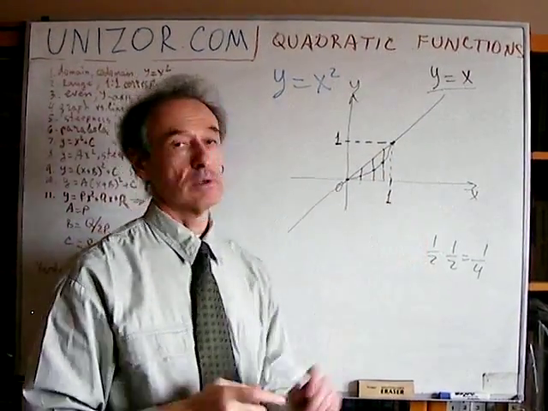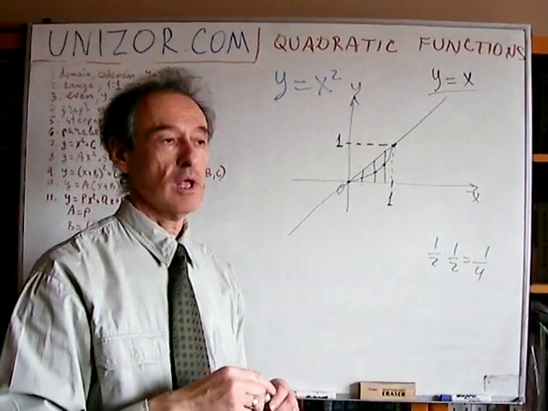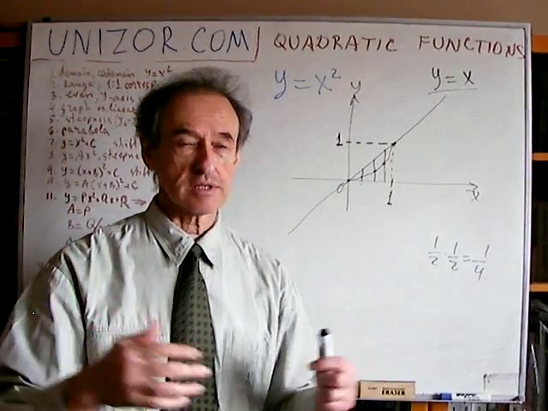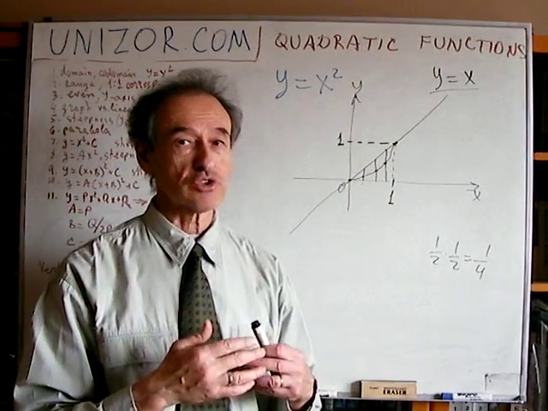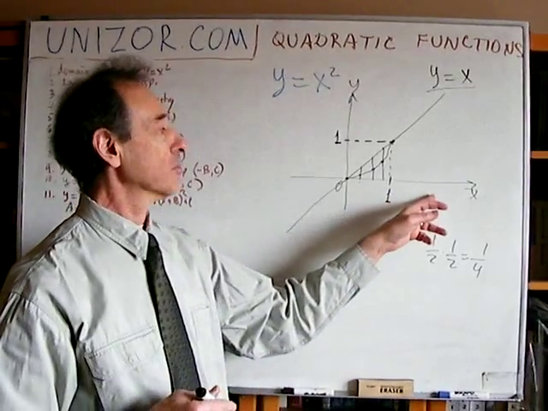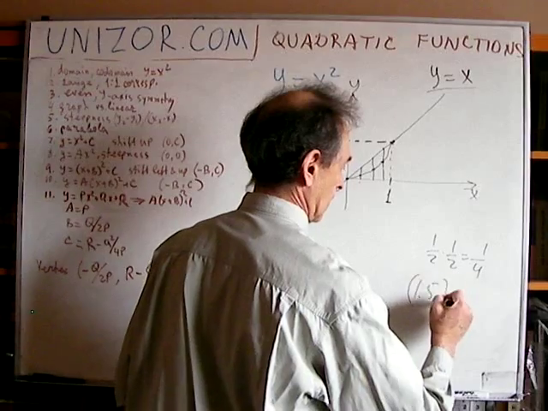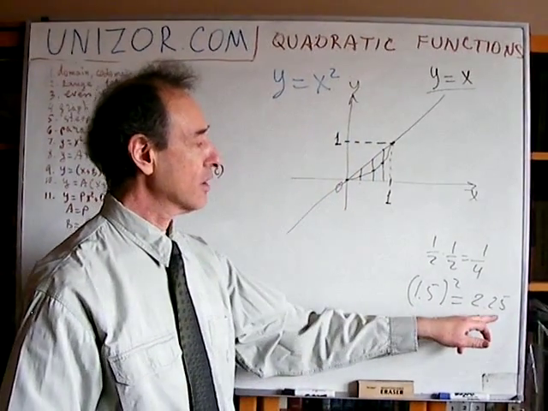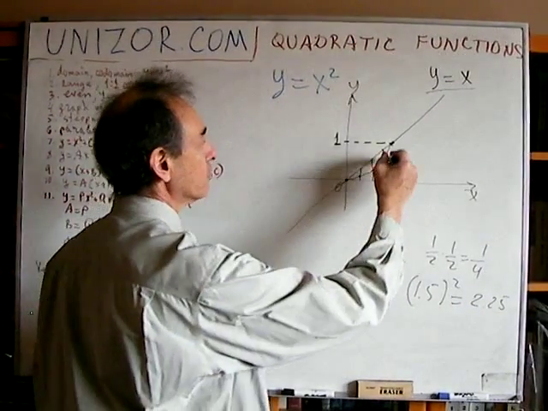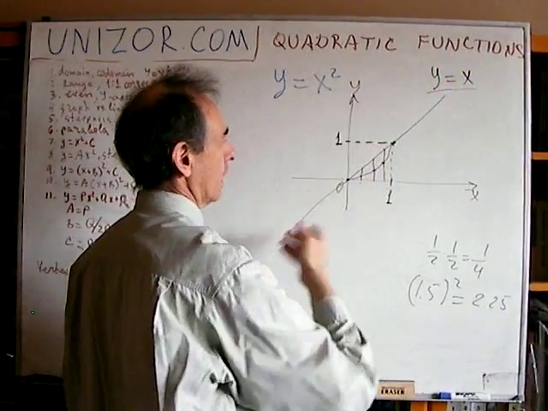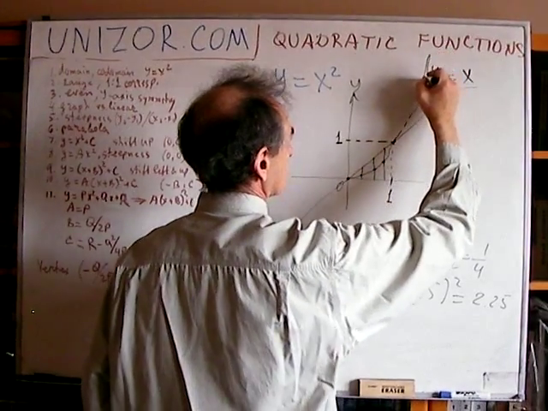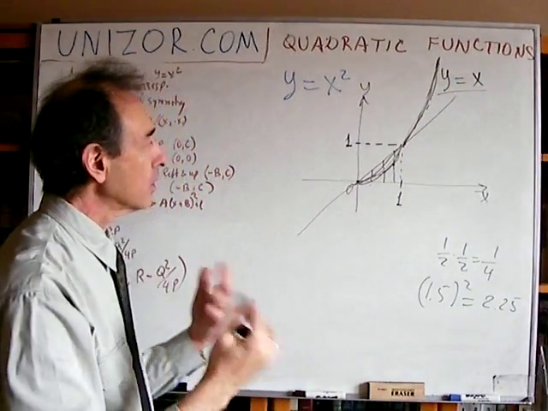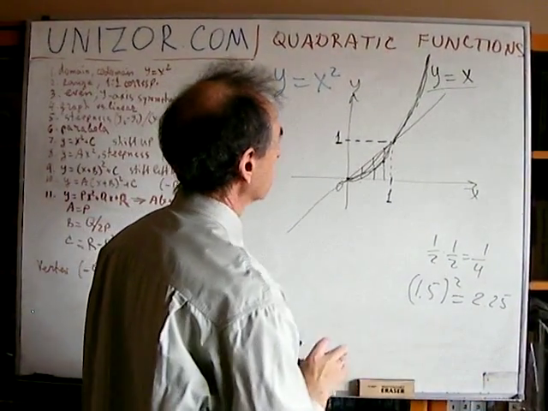Now, after x equals 1, if you increase the argument, you're multiplying a number which is greater than 1 by itself, which is greater than 1, so it is increasing. So the value of the function will be greater than the value of the argument. If the value of the argument is 1.5, for instance, its square would be what? 2.25, right? So the value of the function is greater than the value of the argument, so the graph will be above this line. It will be something like this. So I am assuming from purely qualitative properties that the graph will probably look like this.